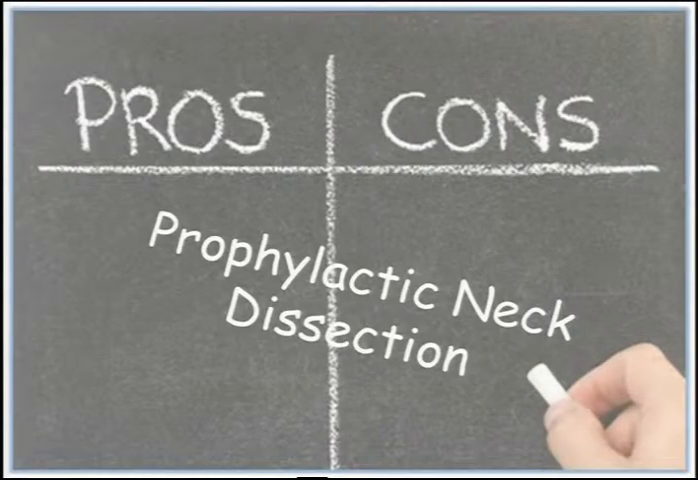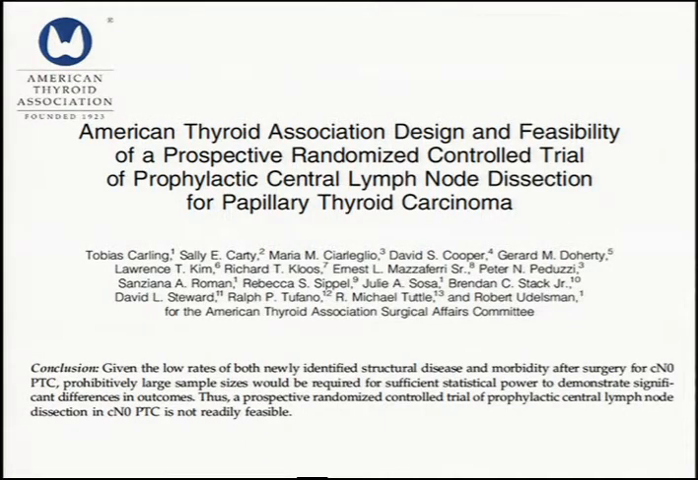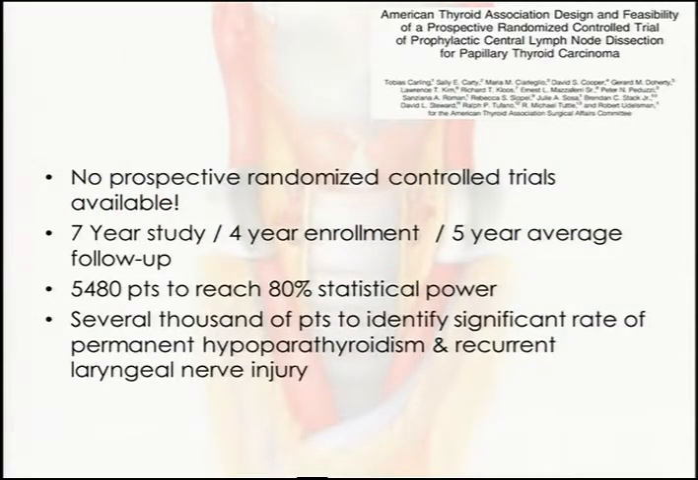So pros and cons of prophylactic neck dissection. The American Thyroid Association's Surgical Affairs Committee looked at what needs to be done to produce a study to look at these procedures, prophylactic central node dissection. And what they came up with was a staggering number. We would need to go over 7 years of a study, 4 years of enrollment, and 5 years of average follow-up with 5,480 patients to be enrolled to get adequate statistical power. Obviously, that is a task that is going to be very difficult to undertake.